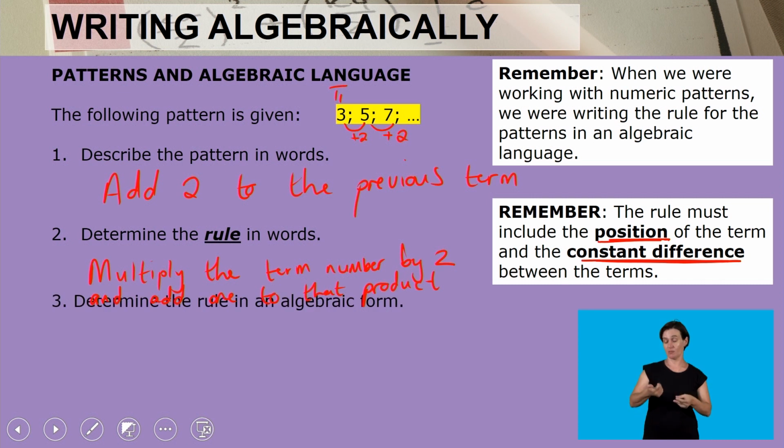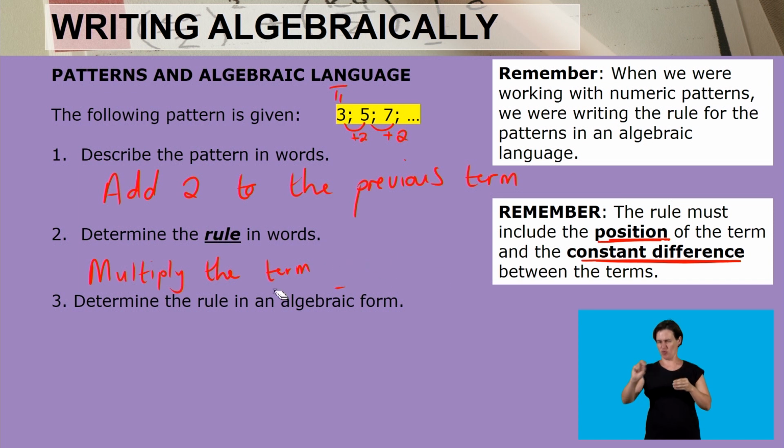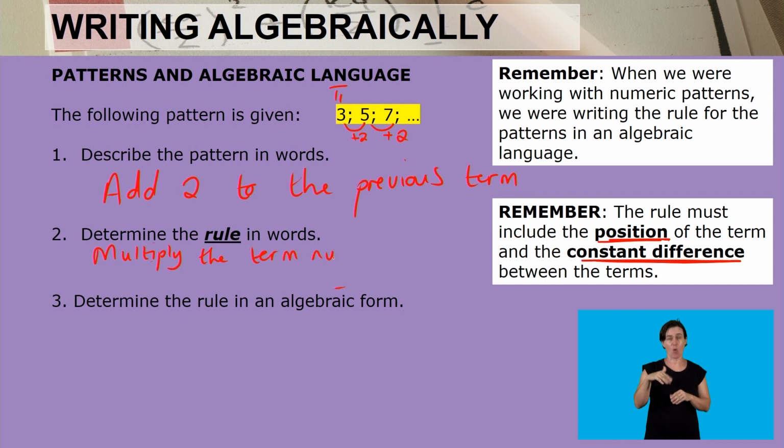So let's now determine, let's just write that question properly so that our next question can show. So of course we are multiplying the term number by 2, and then we are adding 1 to that product.